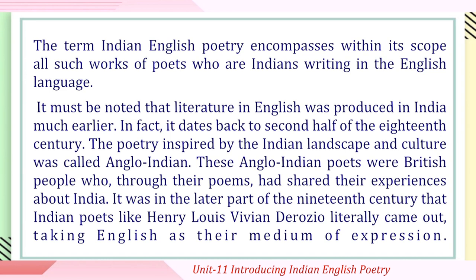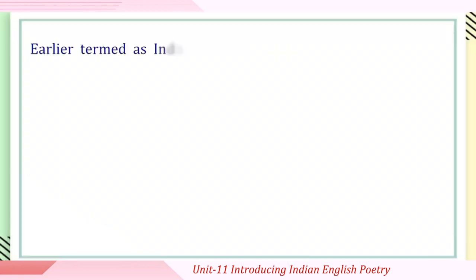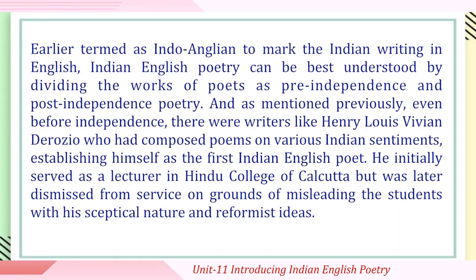It was in the later part of the 19th century that Indian poets like Henry Louis Vivian Derozio literally came out, taking English as their medium of expression. Earlier termed as Indo-Anglian to mark the Indian writing in English, Indian English poetry can be best understood by dividing the works of poets as pre-independence and post-independence poetry.